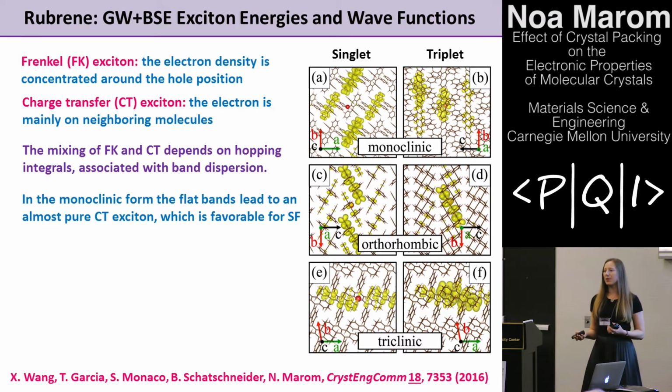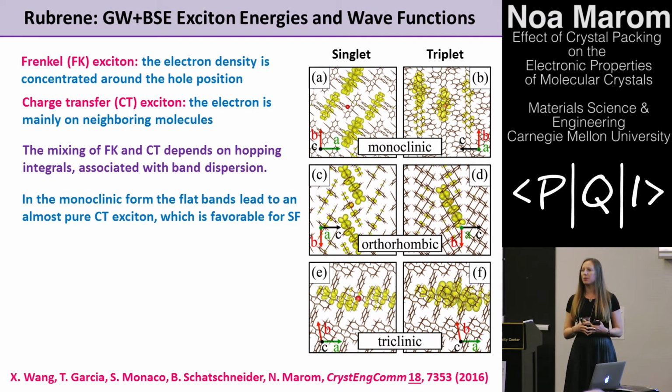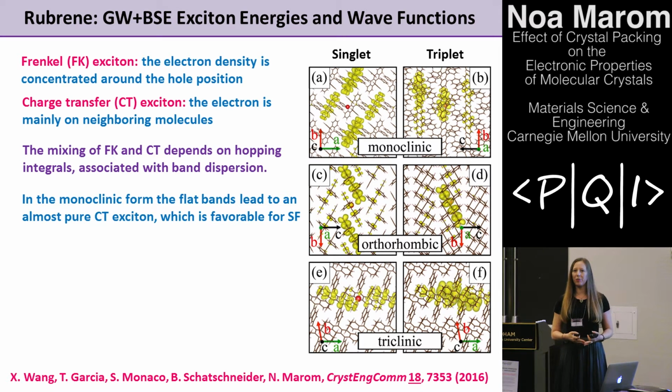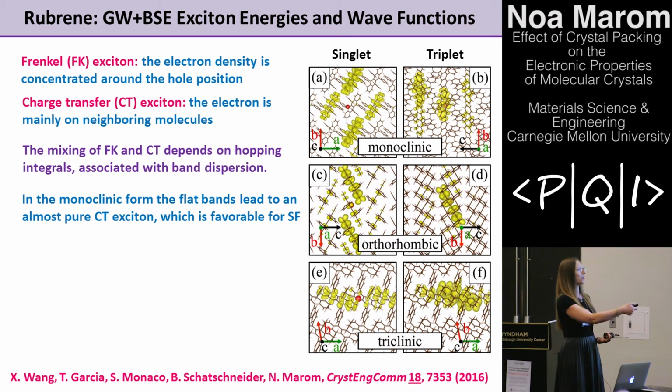So in real materials, you actually get excitons with a mixed character, and the degree of mixing depends on that coupling between molecules. So in the monoclinic form, because the coupling is very weak, you get a singlet exciton that has an almost pure charge transfer character, and this is actually considered good for singlet fission because, as you may imagine, it might be able to couple more strongly to the triplet excitons on these neighboring molecules.